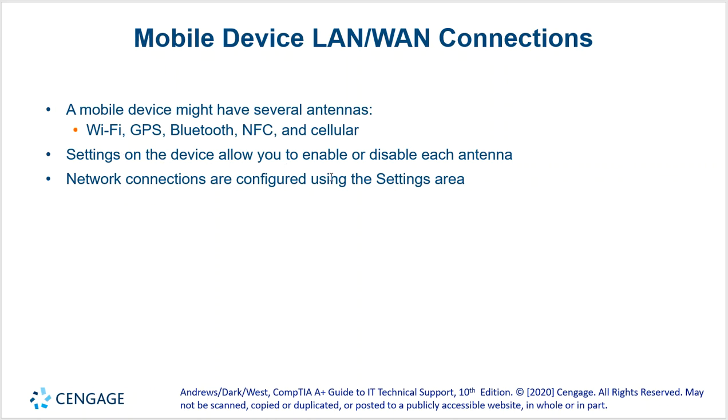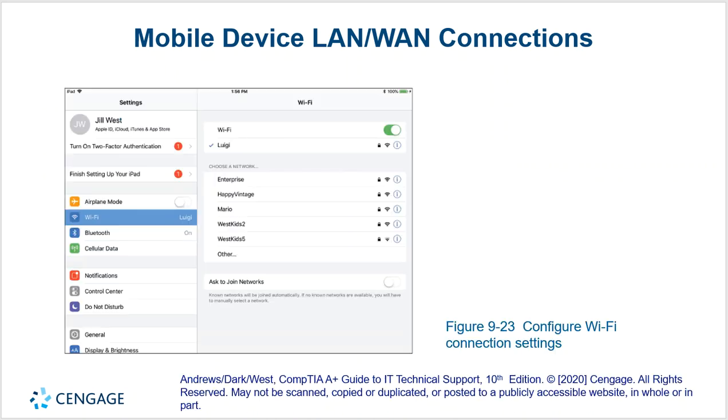Settings on the device allow you to enable and disable each antenna. Network connections are configured using a settings area. Alright, so you can set up your Wi-Fi and connect to whatever Wi-Fi, your Bluetooth device. Bluetooth headphones and speakers are awesome. Really great these days. You've got some decent life. My Bluetooth headphones are like 30 hours battery life.